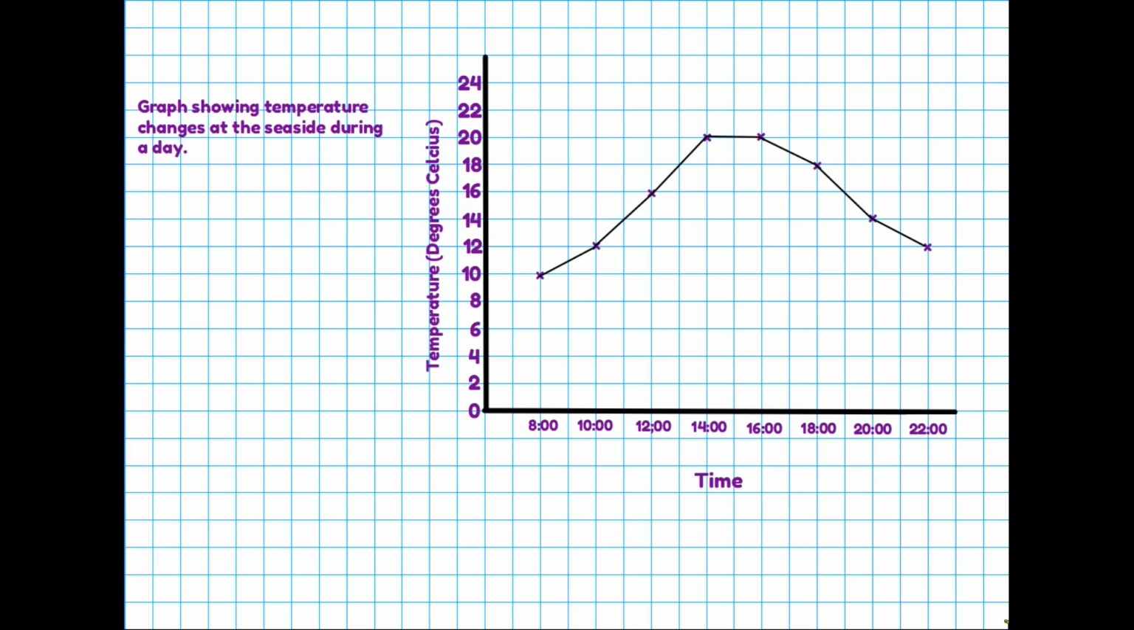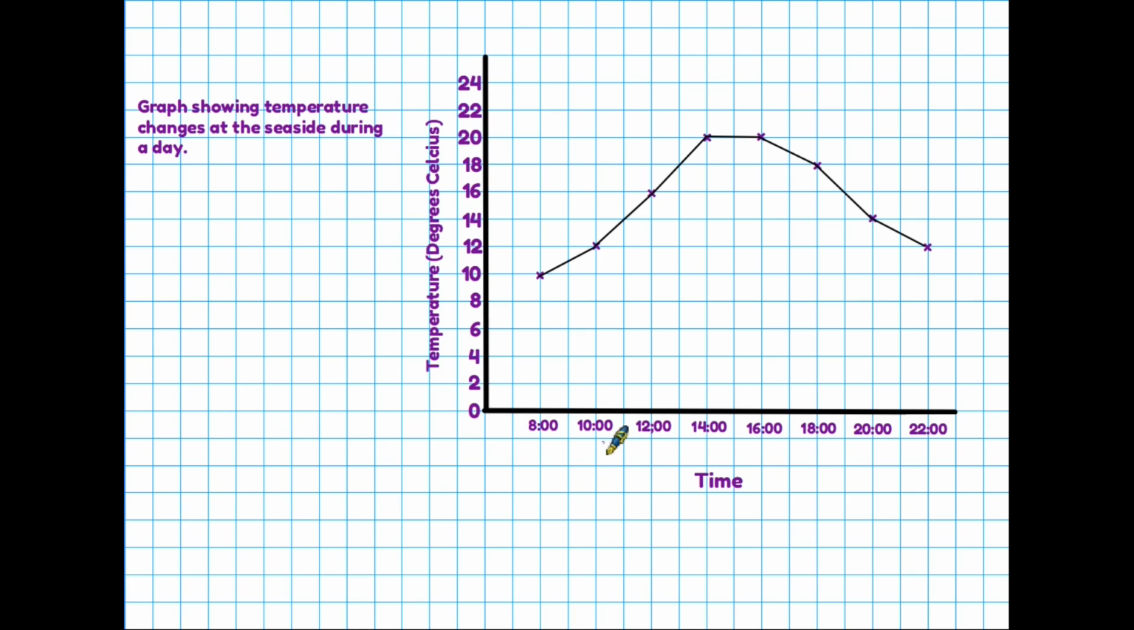A line graph is really useful when we're wanting to display information or data about something that has changed over a period of time. To explain that, let's have a look at the graph in front of us. This is a graph which tells us about the temperature changes at the seaside during the day. Let's have a look at all the elements of the graph.